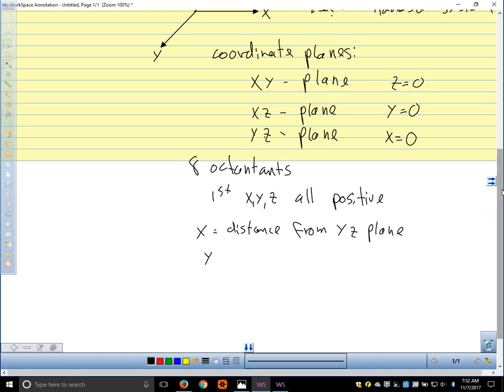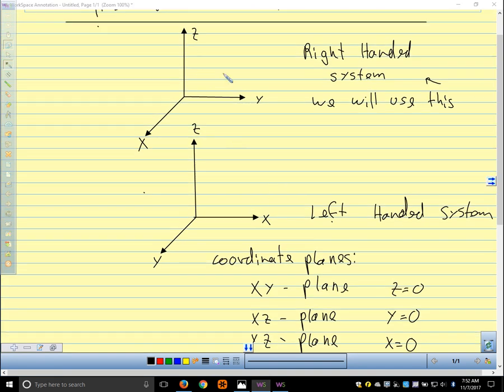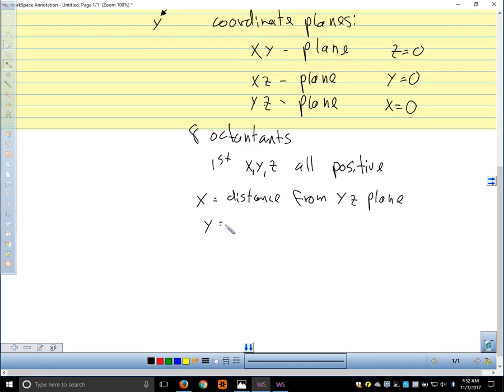Y is the distance from the XZ plane. And Z is the distance from the XY plane. And what we can do, we will do this in second semester.